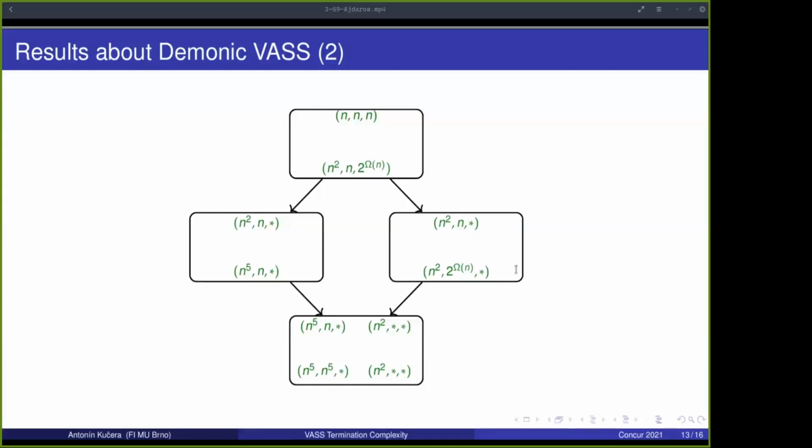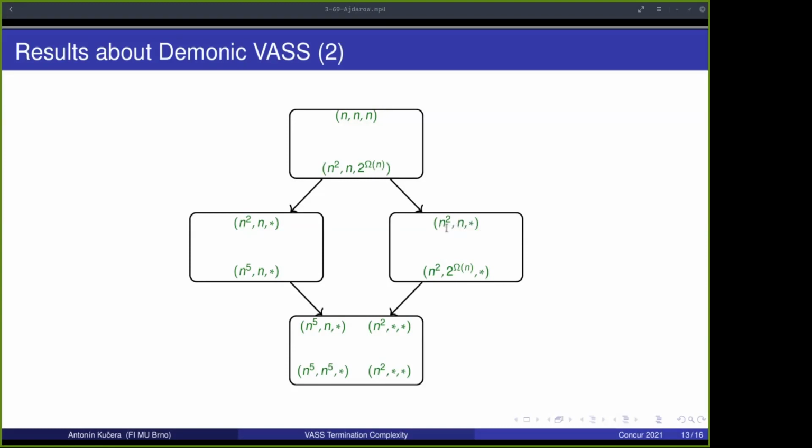The problem is that the initial counter values in these non-top components can be asymptotically larger than n, which means that the theorem presented at the previous slide doesn't apply, because it assumes that the counters are initialized to n. So we start by generalizing the theorem of the previous slide so that it is applicable also to the situation when the initial counter values are not just n, but n to the k.